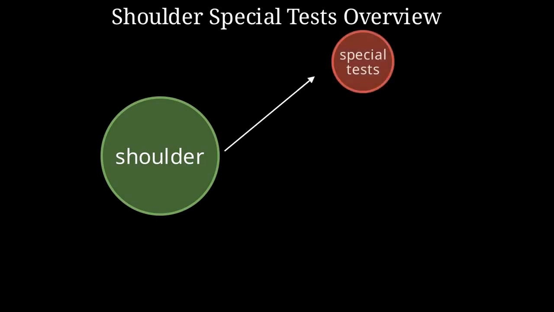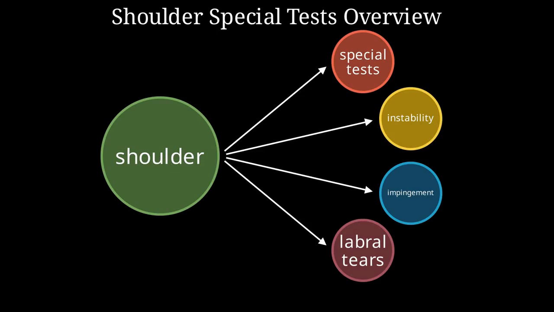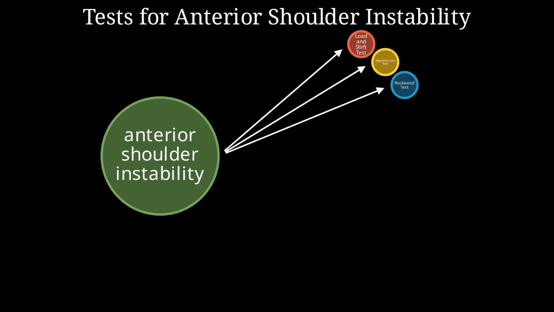This video covers special tests for assessing shoulder instability, impingement, and labral tears. We will explore key examination techniques used to diagnose various shoulder conditions. Anterior shoulder instability is evaluated using several clinical tests.